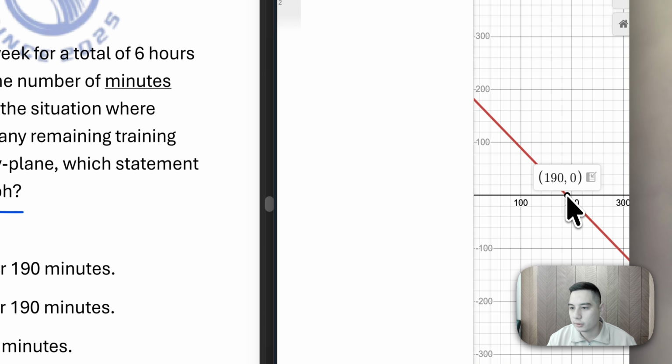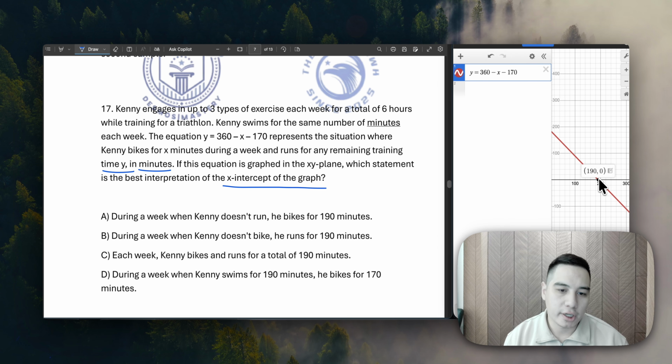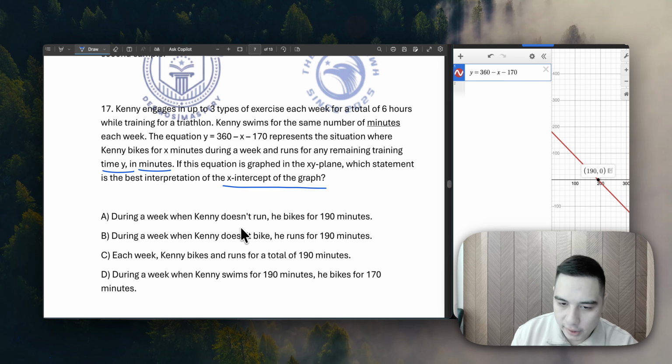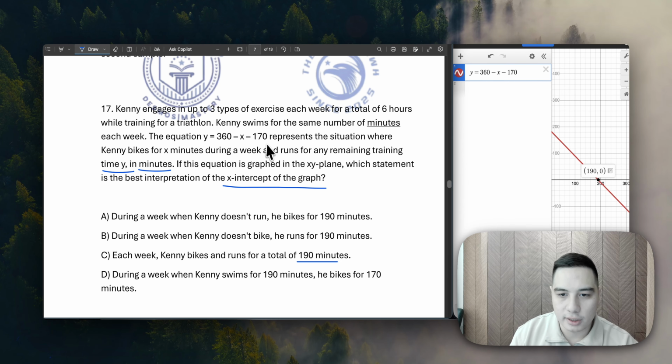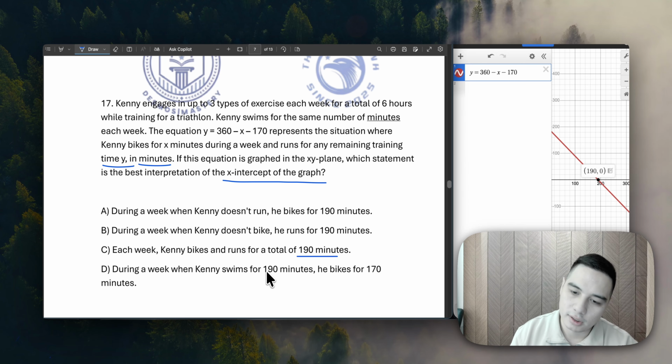So we have here 190. During the week, when Kenny does not run, he bikes for 190 minutes. During the week, Kenny doesn't bike and he runs for 190 minutes. Each week, Kenny bikes and runs for a total of 190 minutes, which is not true because we have y as the remaining time for training, for running. During the week, when Kenny swims for 190 minutes, he bikes for 170 minutes.